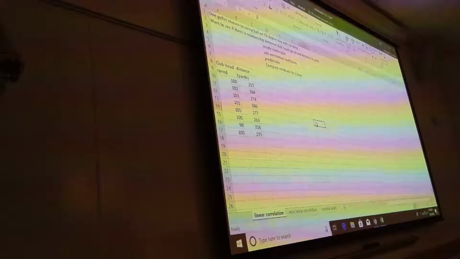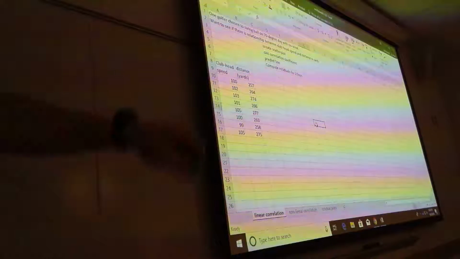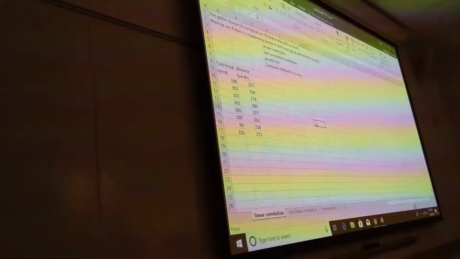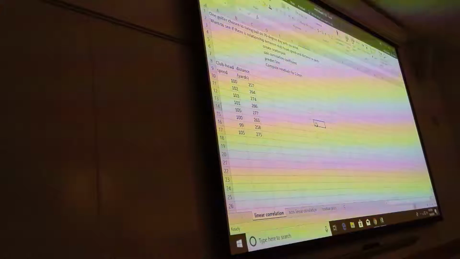Do you think there might be a relationship between that? Yeah, probably the faster you swing, the farther the ball's going to go, right? Okay, so that seems reasonable. What's the first thing you should do when you have some data like this? Draw a picture. What kind of a picture? Scatterplot, it's even up there for you. Normally I wouldn't do that to you. So we're going to draw a scatter plot.